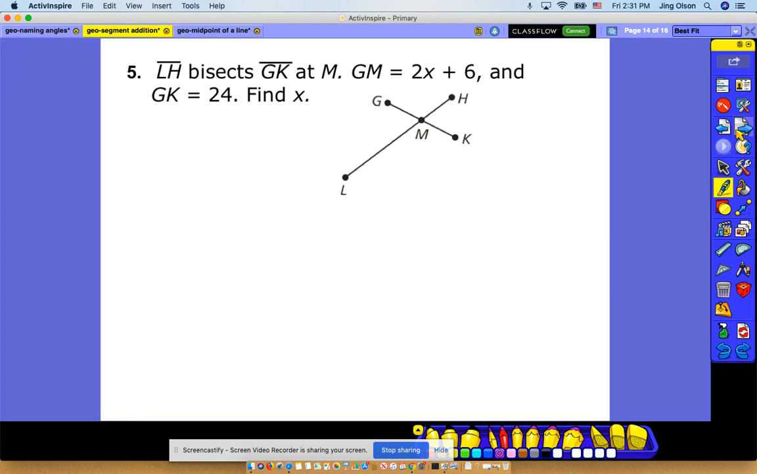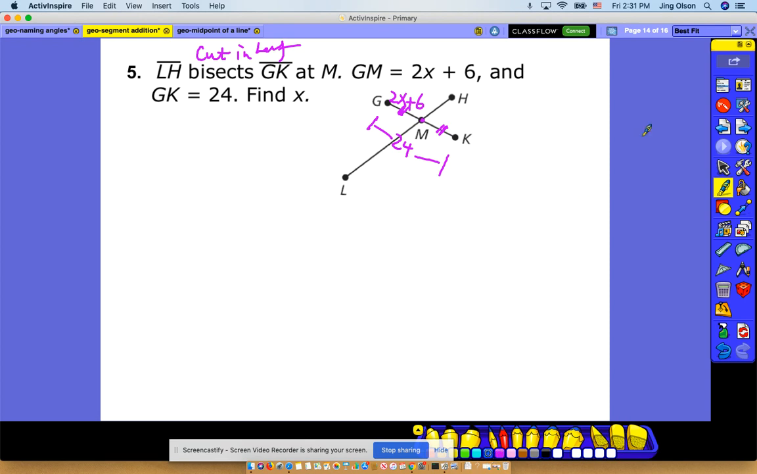Next one, LH bisects segment GK at M. So this one, bisect means cut in half. Okay, cut in half. So LH cut GK in half, not the other way around. So GK is cut in half. M is the midpoint. So that means GM and KM are the same. So these two segments are congruent. GM is 2x plus 6 and GK is 24. The whole thing is 24.